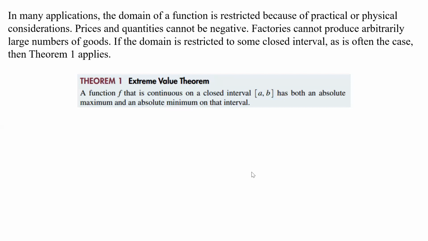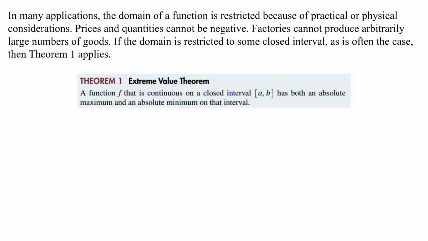In many applications, the domain of a function is restricted because of practical or physical considerations. So maybe cost or revenue, you're not going to have negative values. Prices and quantities can't be negative. You can't produce a negative number of things. They also cannot produce an arbitrarily large number of goods, so there's going to be an absolute maximum that they can actually make.